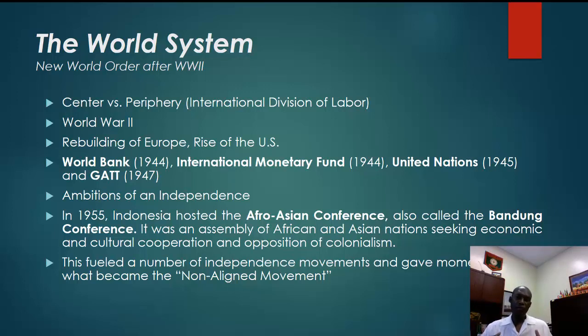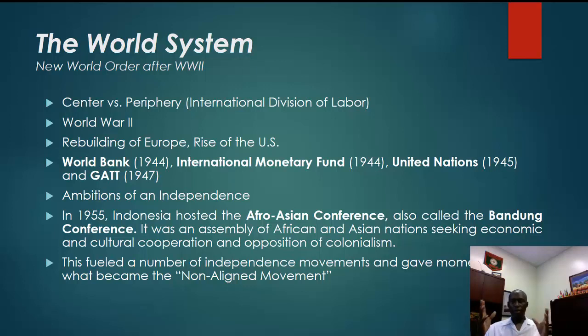But this conference, as well as many others, became kind of a platform for this idea of independence and independence movements around the developing world.